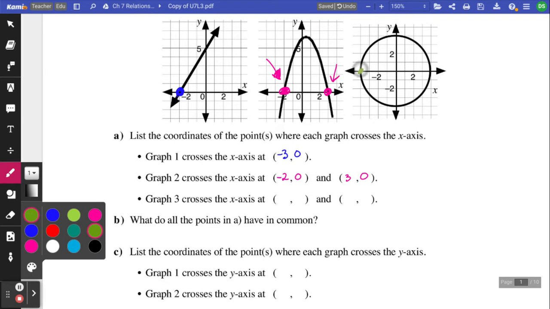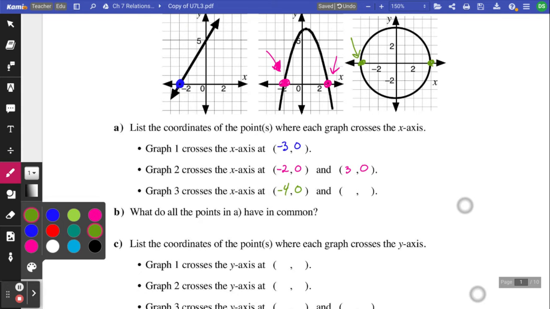Well, right here and right there. Kale, can you name those points? What are the coordinates of your left-hand one? Would it be negative 4? Yeah, negative 4 and 0. And the other one would be positive 4 and 0.